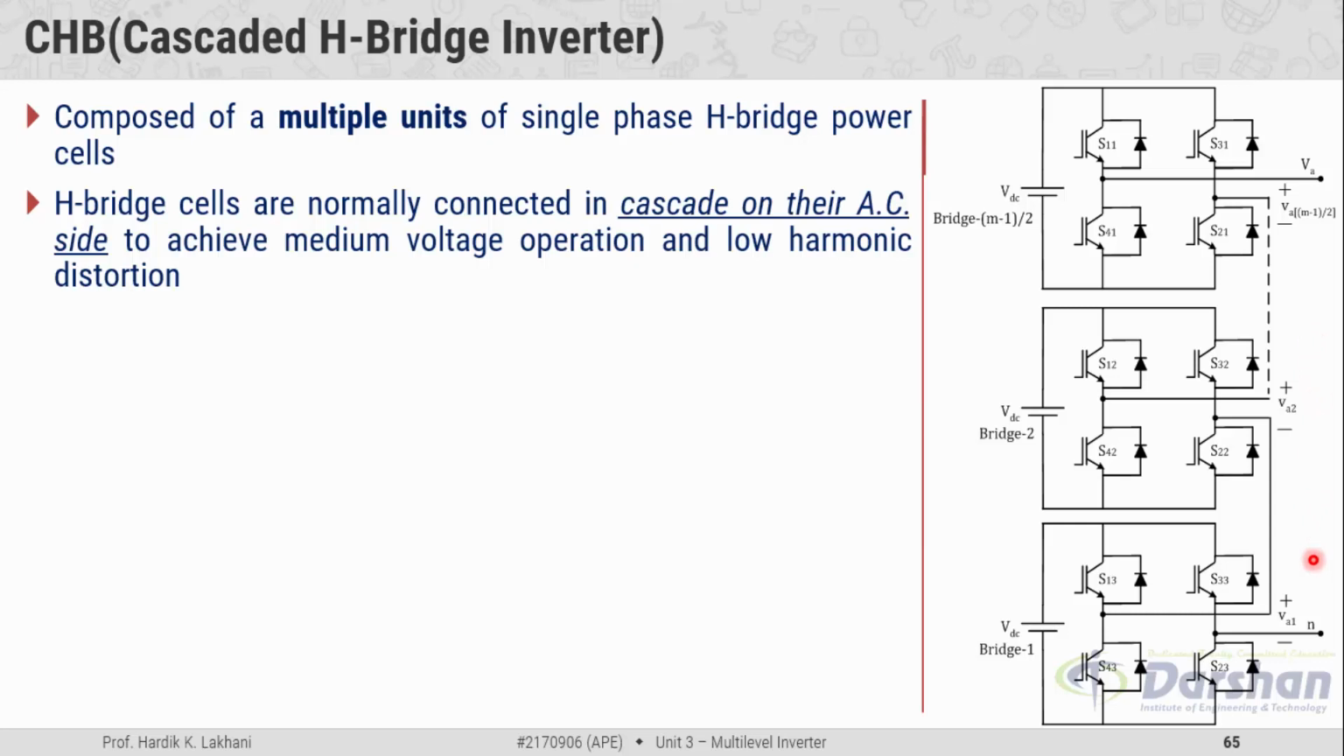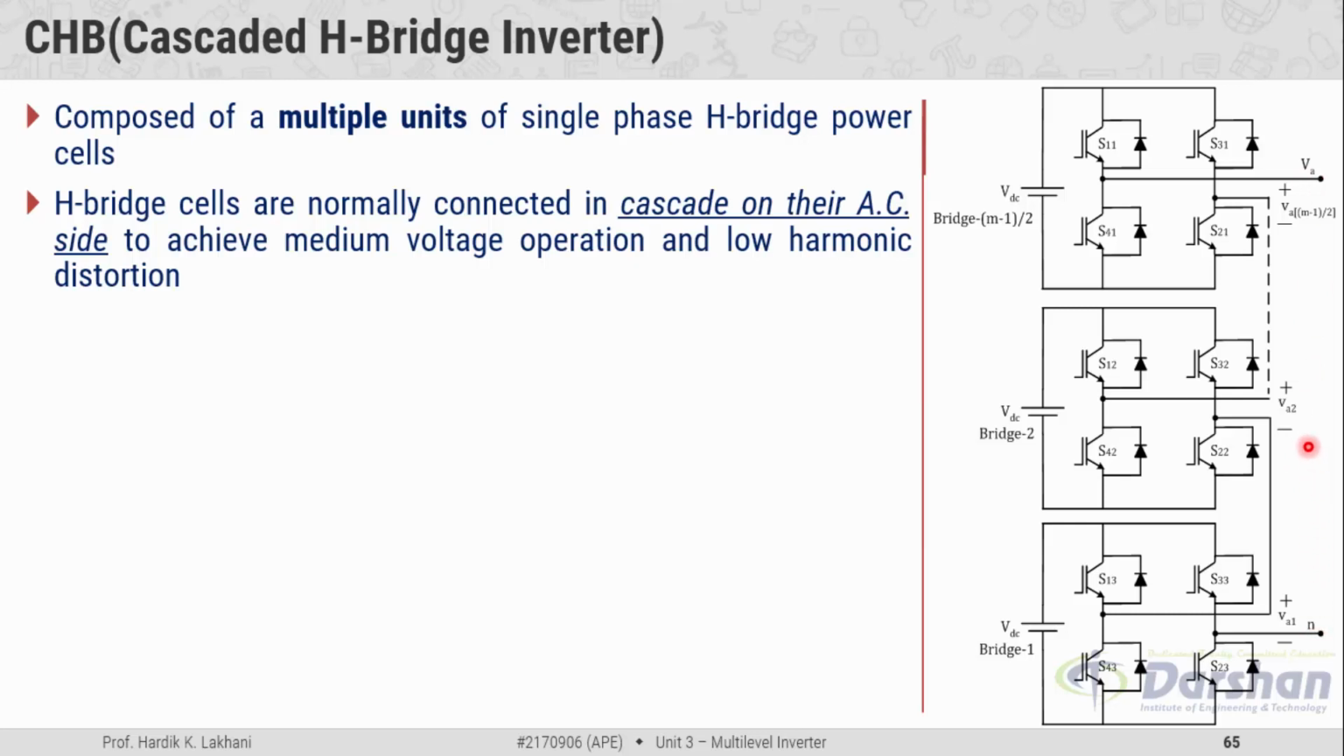So on the output side, you may see that this terminal behaves as one of the output terminals. Then the positive terminal of the first bridge is connected to the negative terminal of the second bridge. The positive terminal of the second bridge goes to the negative terminal of the next bridge, and finally the positive terminal of the topmost bridge behaves as one of the output terminals. So the output is taken between the first terminal and the second terminal over here.